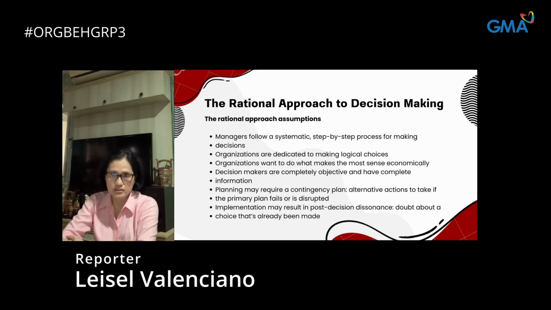Planning may require a contingency plan and alternative actions to take if the primary plan fails or is disrupted. The implementation may result in post-decision dissonance, doubt about a choice that's already been made.